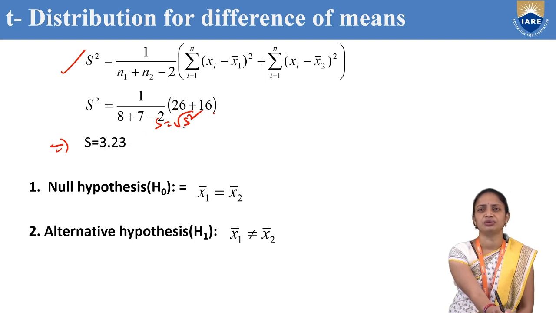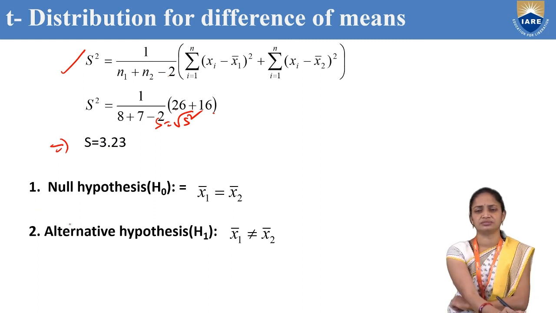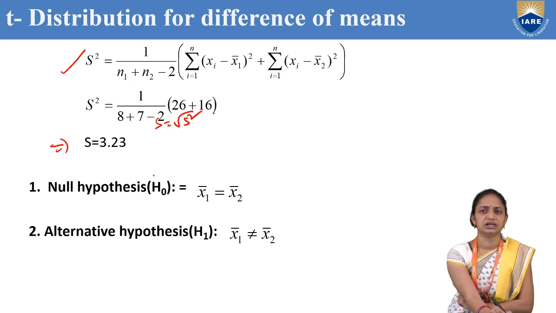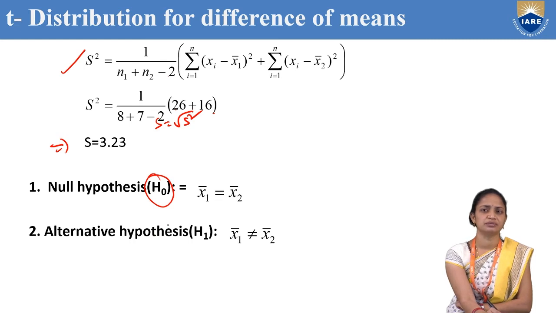So S equals under root of S square, that is 3.23. Now coming to step 1. In step 1 we have to take the null hypothesis. Null hypothesis is always denoted with H naught.